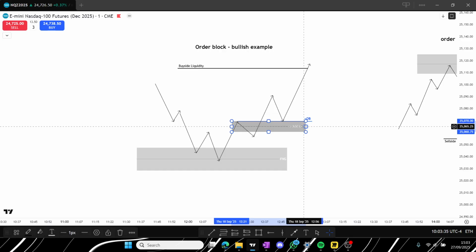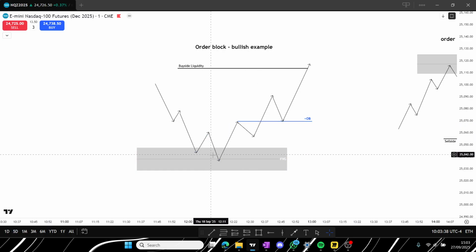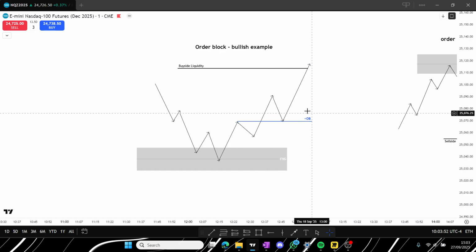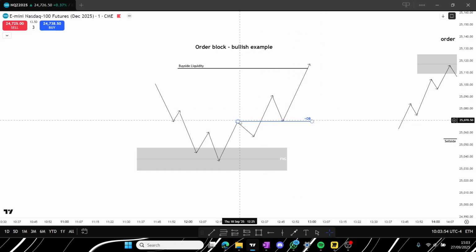So order block, we come up, we go lower, we go higher. If price retraces, we want to see this area here, particularly the highest point of it, offer support. The highest point of an order block is the most sensitive. So the opening price and also the wick. Say we have a little wick on this candle.